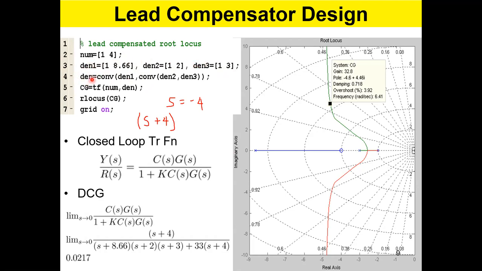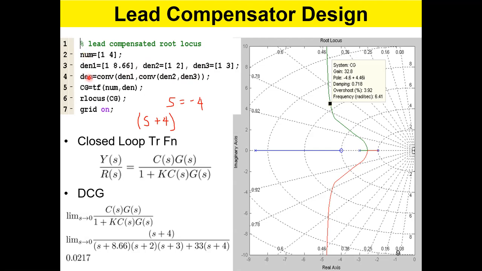And then create your denominator using this convolution function. You can see it over here. Denominator 2, which is 1, 2. Denominator 3, which is 1, 3. You combine them together like this, and the result you convolve with this one, 1, 8.66. That is denominator 1. Denominator 1, denominator 2, denominator 3, you combine them together to produce the denominator.